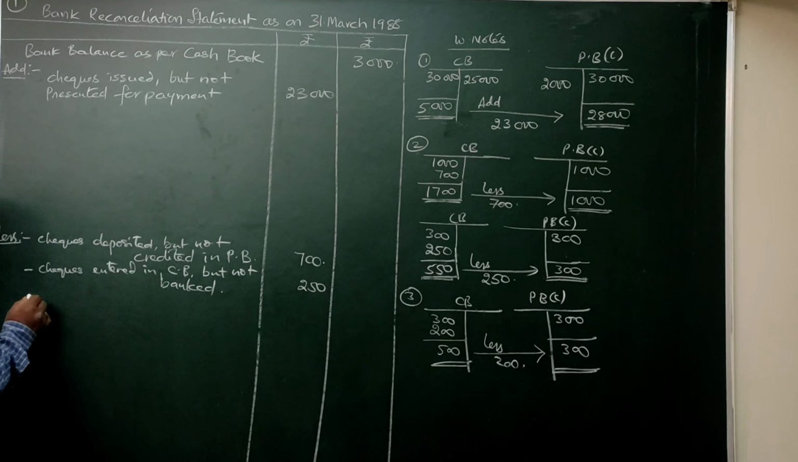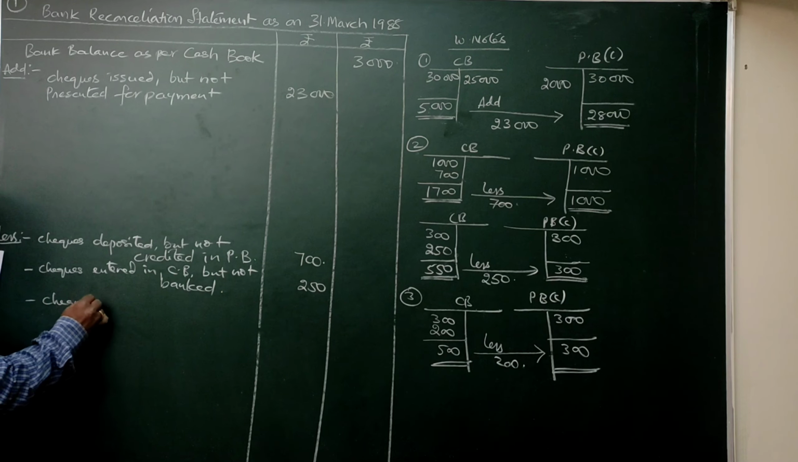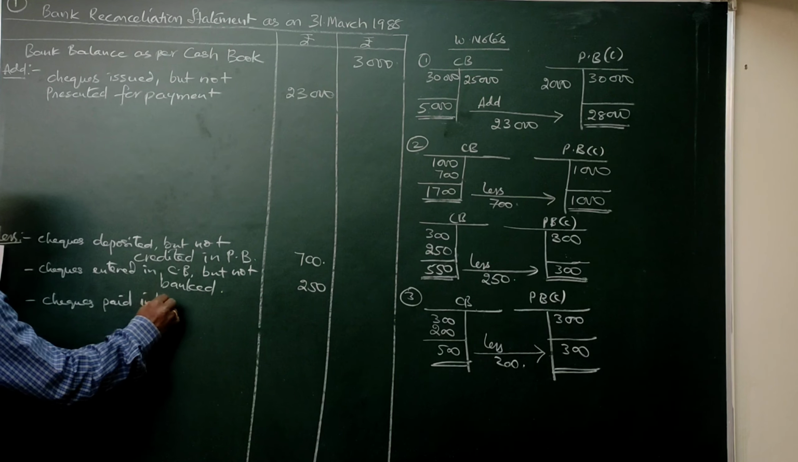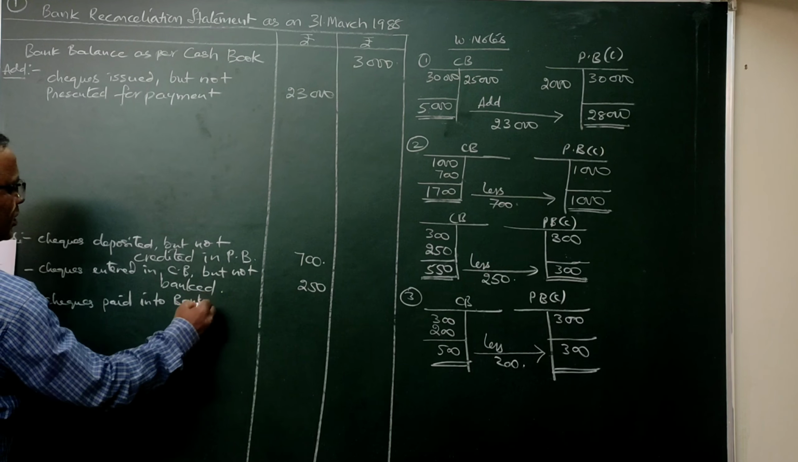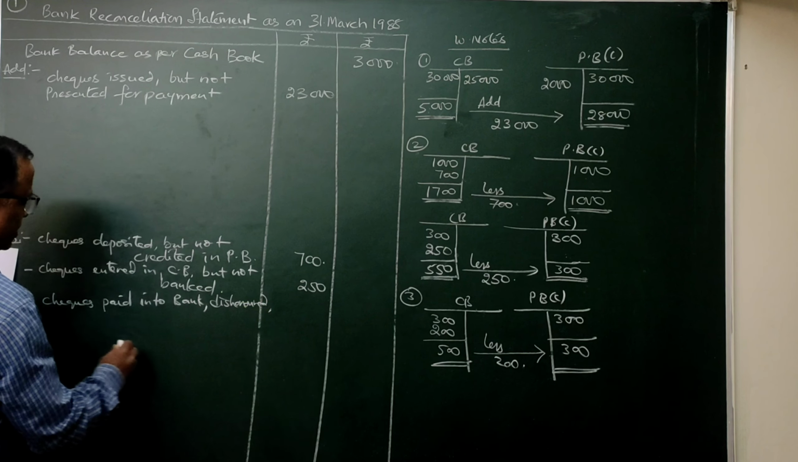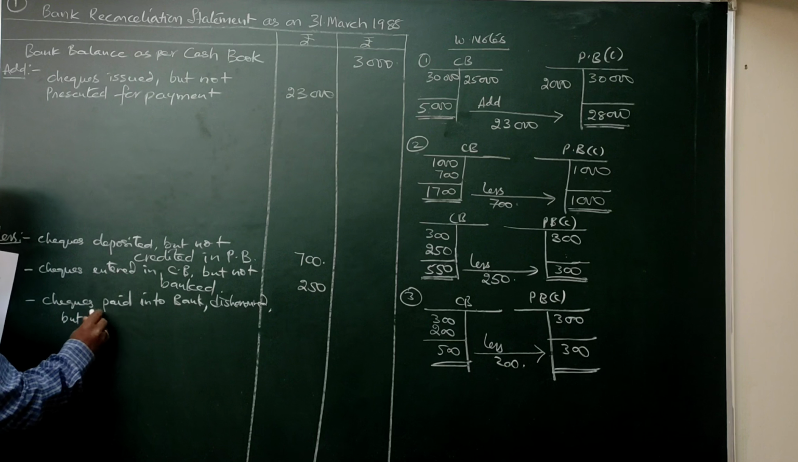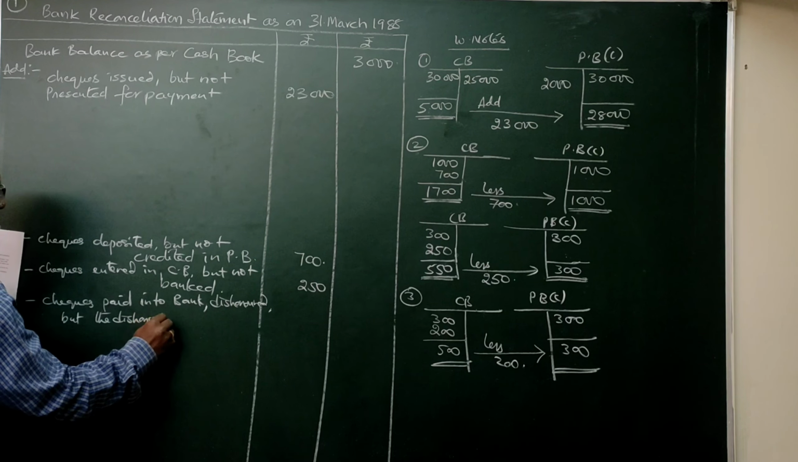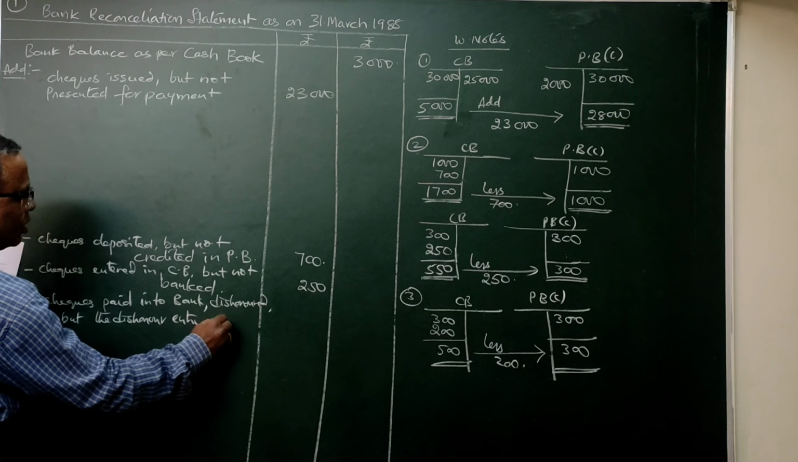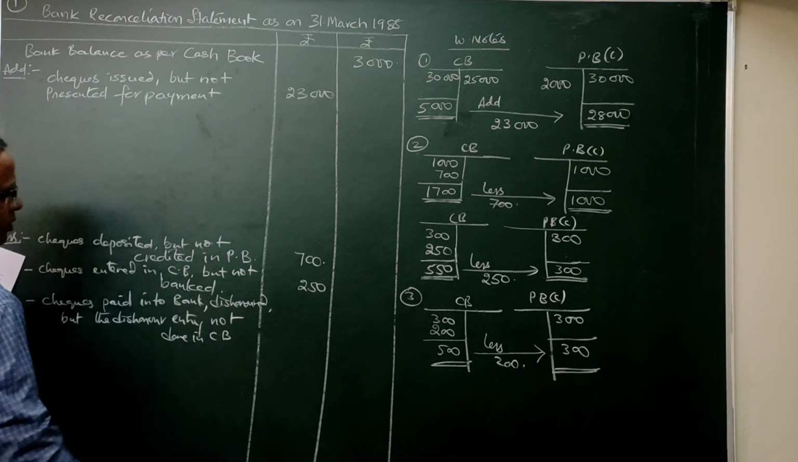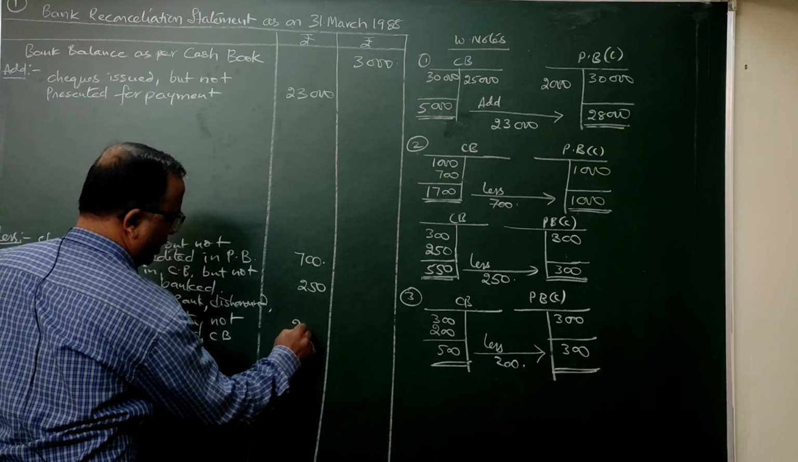Okay. So below, less: these are checks paid into bank, dishonored, but the dishonor entry not done in cash book. How much? 200.